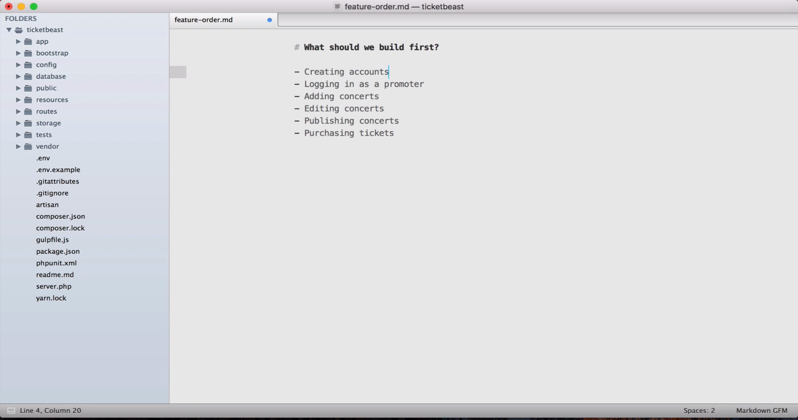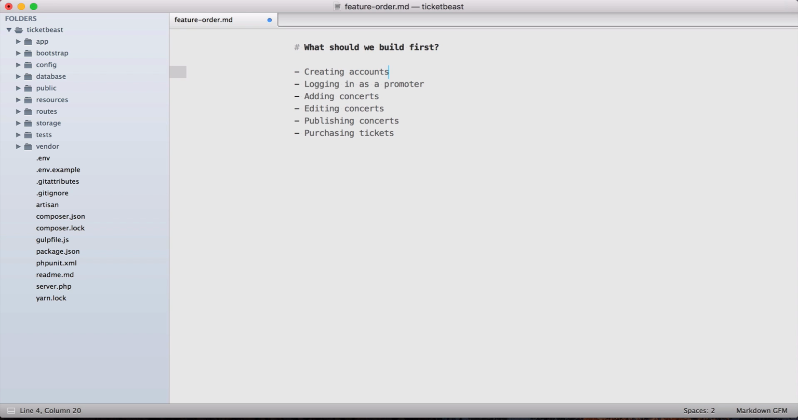And now the tricky thing about this is, with a system like TicketBeast where you can go in and create concerts and start taking people's money, we probably don't want to just open the floodgates and let just anyone use the system to create concerts and take people's money and sell tickets and stuff. Because what if some guy just creates a concert for a fake event and people start purchasing tickets and he just keeps all the money and then disappears into the ether?